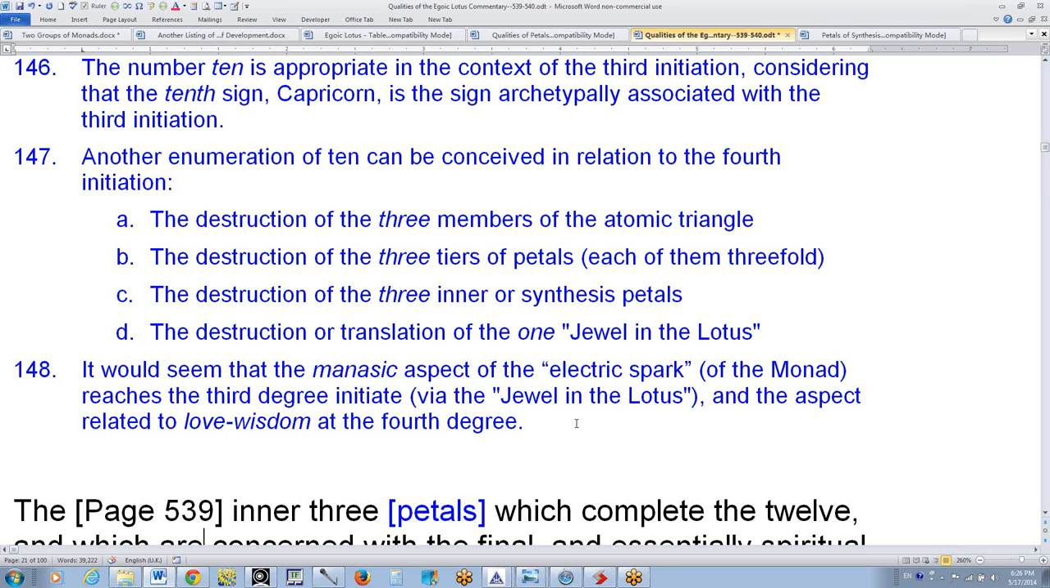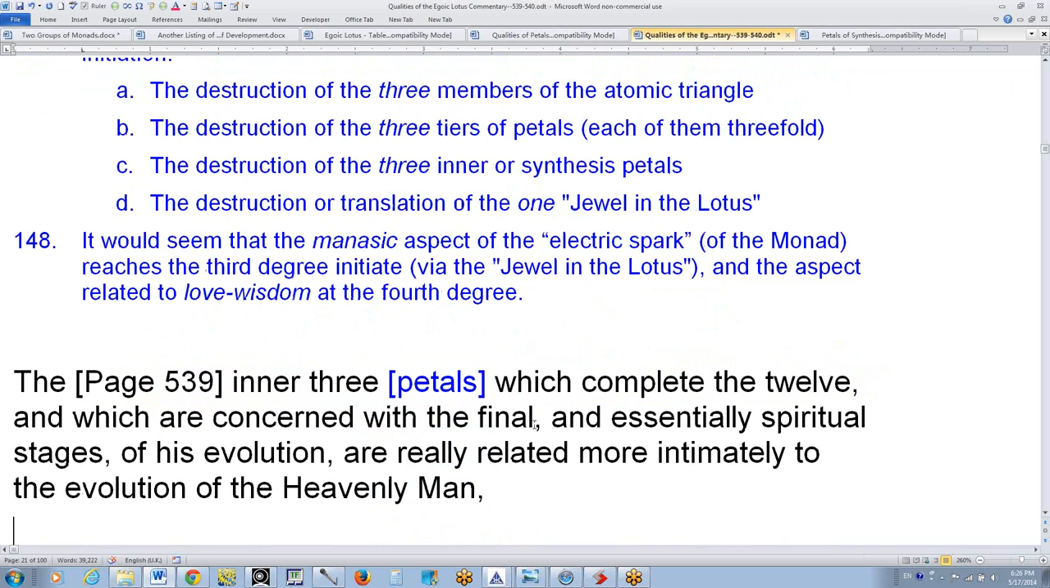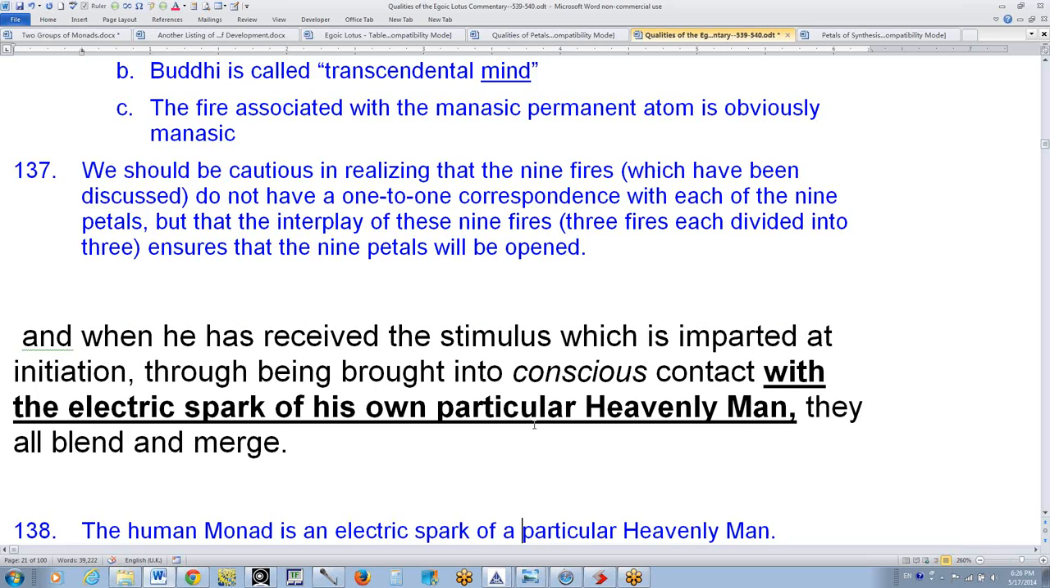So it would seem that the monadic aspect of the electric spark, that is of the monad, reaches the third degree initiate via the jewel in the lotus, and the aspect related to love-wisdom at the fourth degree. It is the second aspect of the will which is really very strongly involved in the destruction of the jewel in the lotus and the causal body. Well, do we call it really the destruction of the jewel in the lotus, or its translation to the central fire? Maybe that's more like it.